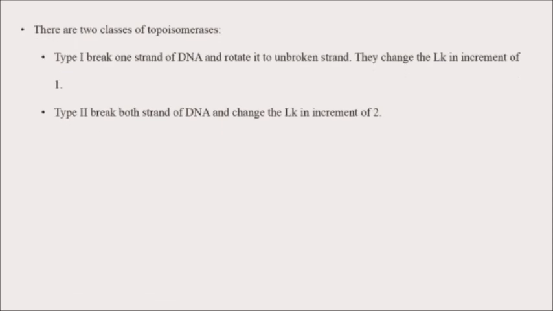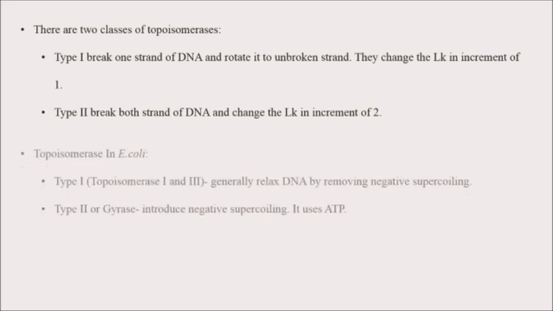Topoisomerases are classified into two classes. Type 1 breaks one strand of DNA and rotates it around the other unbroken strand. They change the linking number in increments of 1, and type 2 breaks both strands of DNA and changes the linking number in increments of 2.